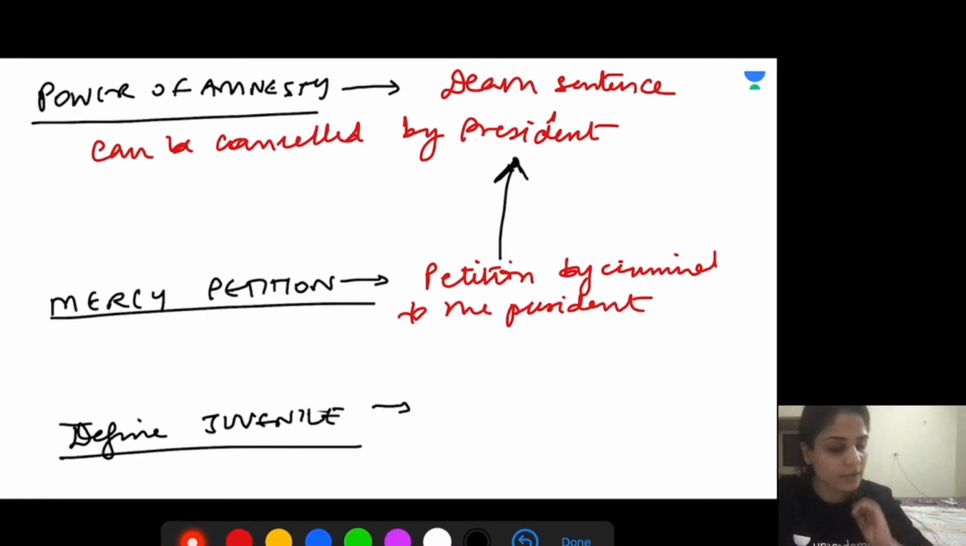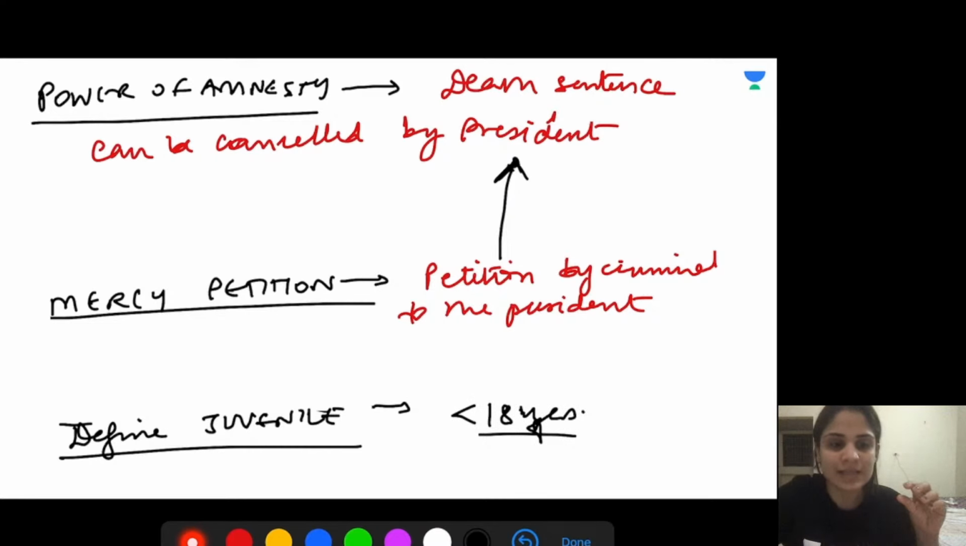Okay, juvenile definition: a juvenile is defined as anyone who is less than 18 years. Always remember, juveniles have lesser as well as less intense sentences as compared to adults. So if they commit a crime for which an adult would usually be in jail for 5 years, a juvenile will be for 2 to 3 years. And they also have special juvenile homes, so they don't stay in jail, they stay in juvenile homes.